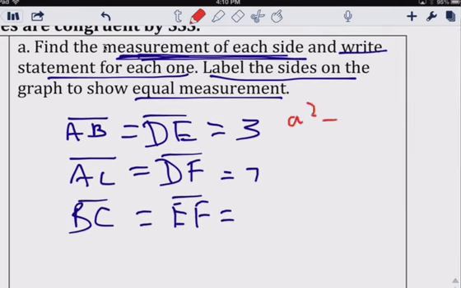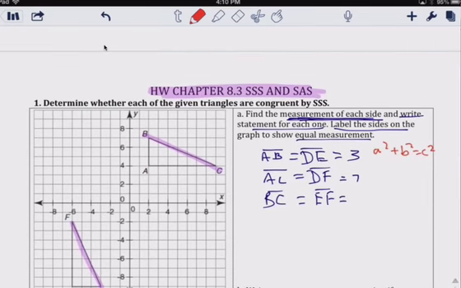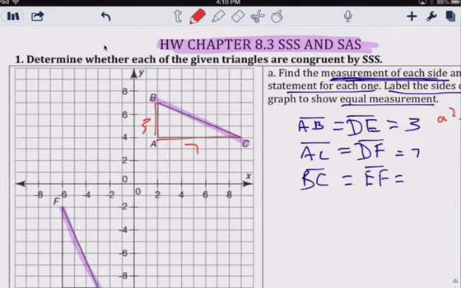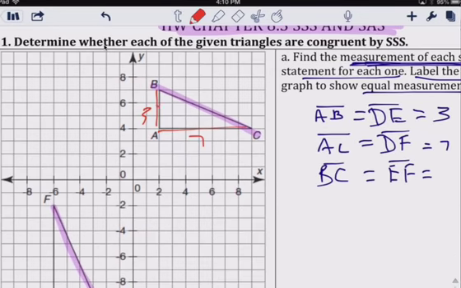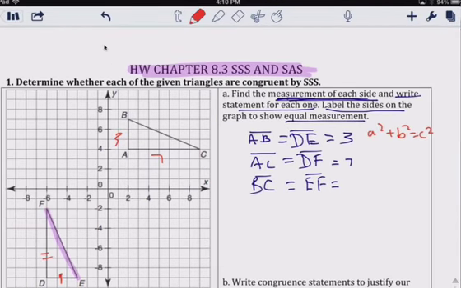It's quiz tomorrow. A squared plus B squared equals C squared. Okay, so we need to find these two legs are 3 and 7. Oh, we need to show equal measurement. Okay, so this segment is equal to this segment, and this segment is equal to this segment. We need to do that. And we need to find. Oh, sorry, I didn't mean to erase all of that. We need double tallies here.